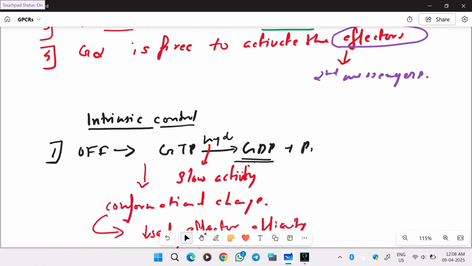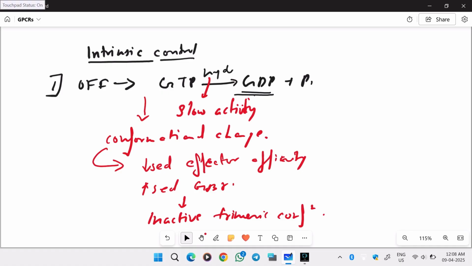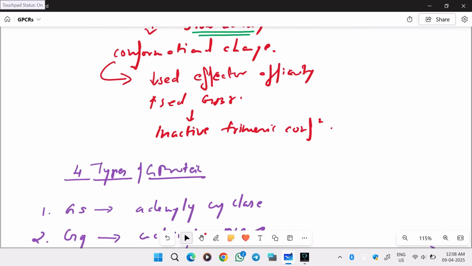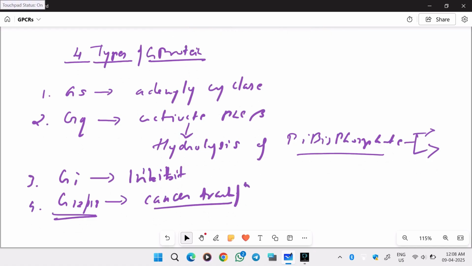Then we discussed how intrinsic control occurs, that is the self-control of the G alpha. The G alpha will hydrolyze GTP to GDP. It is a very slow process. It is not that a receptor activates a G alpha and suddenly the alpha does hydrolysis. No, it doesn't occur like that. If the G alpha is on for a very long time, it will hydrolyze itself and make itself inactive. That's it, okay? Now this conformational change will reverse everything that occurred over here. That is, it will decrease the effector affinity and increase the affinity to G beta and G gamma. Then 4 types of G proteins: GS, GQ and GI, then G12, 13.